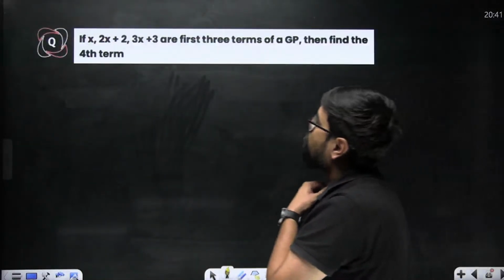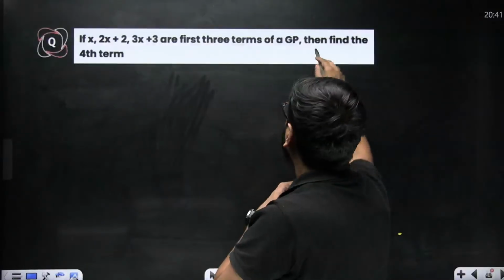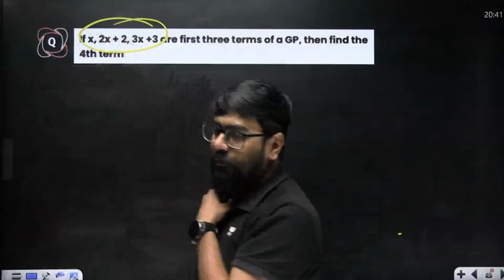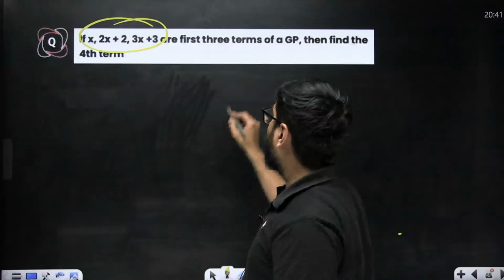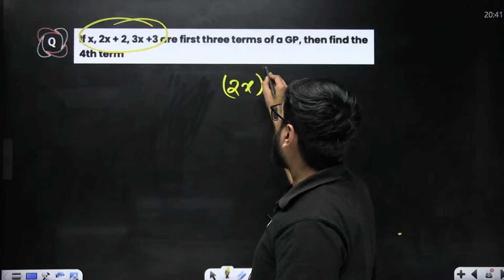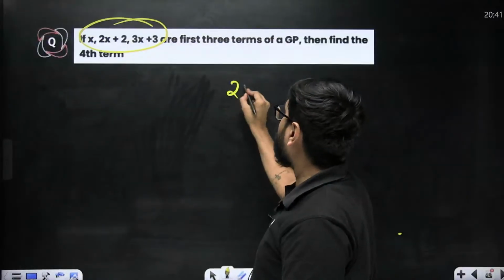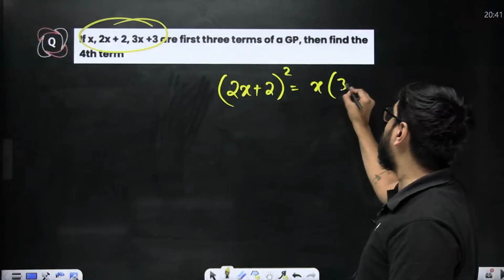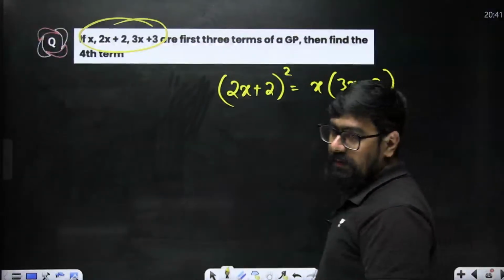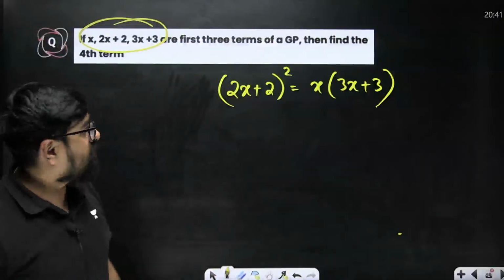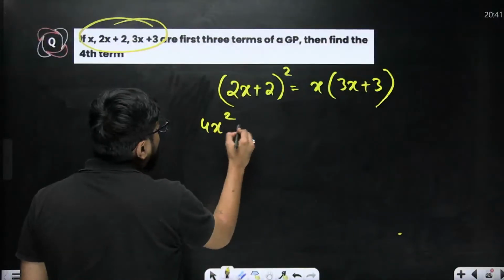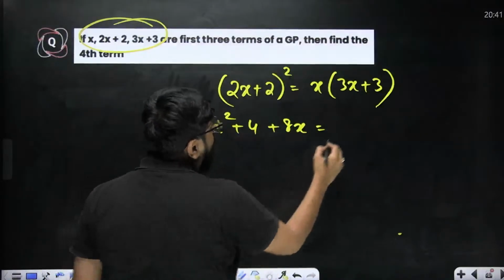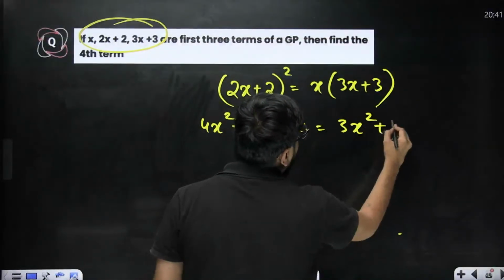Suppose x, 2x plus 2 and 3x plus 3 are the first three terms of a GP, then find the fourth term. These are the three terms of a GP, and we have to find the fourth term. No problem. We know one thing: the middle term whole square, the geometric mean. So (2x plus 2) whole square will be equal to x multiplied with (3x plus 3). We'll solve this. 4x square plus 4 plus 8x is equal to 3x square plus 3x.